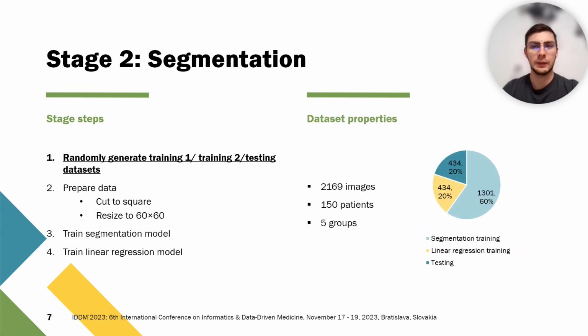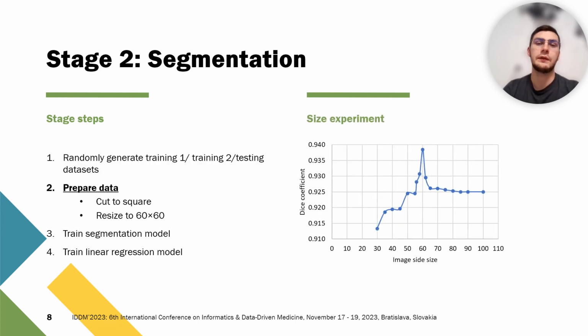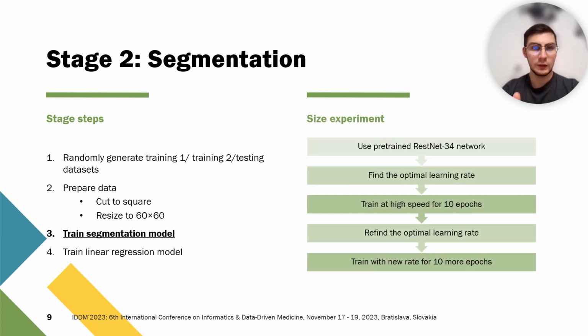In this stage, for studying segmentation model, it is used the same database, but with another mask. We will talk about them later. And we split dataset for these three parts. It's for training segmentation model, for training linear regression model, and for testing in proportion 60, 20 and 20. Then we prepare each image for studying the same way we did it for the first stage. The only difference is that the best size for localized image is 60. Training segmentation model is absolutely the same.